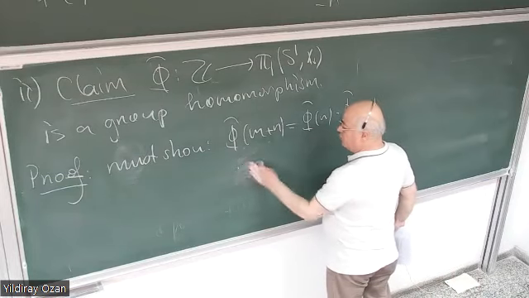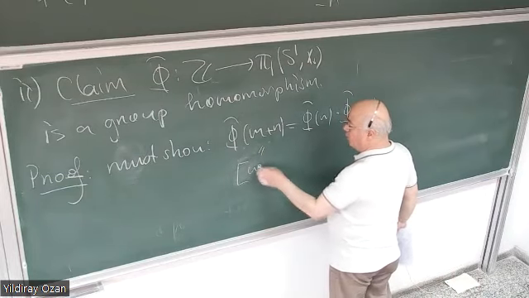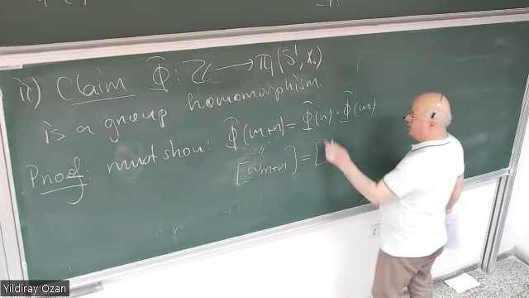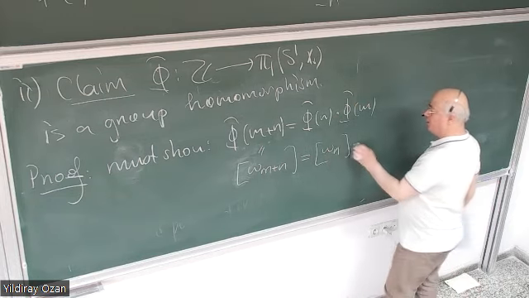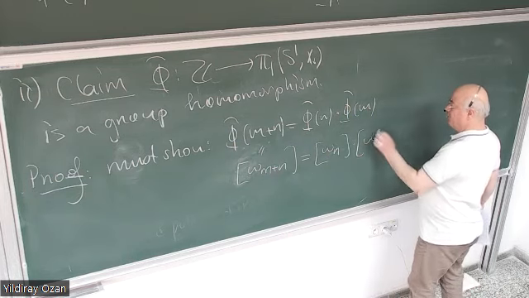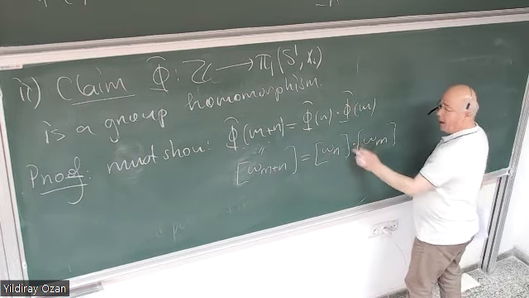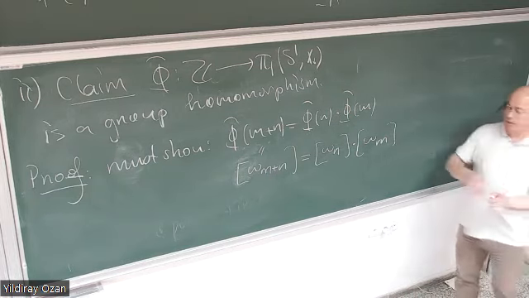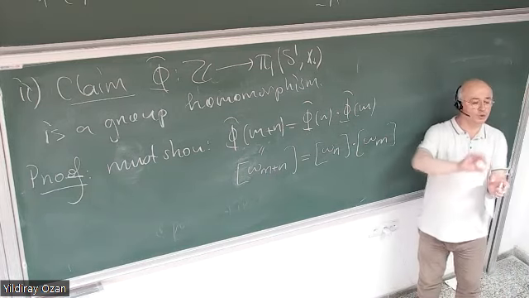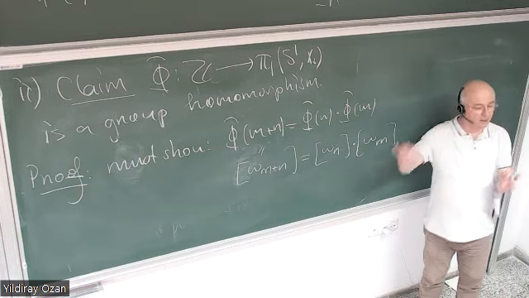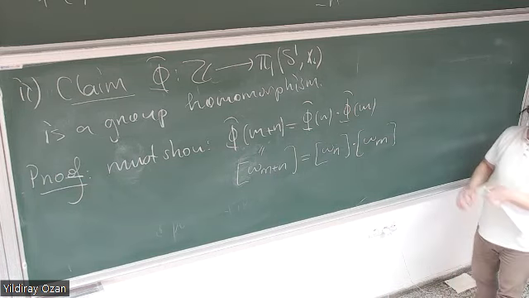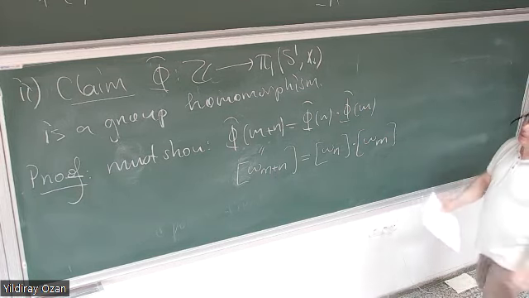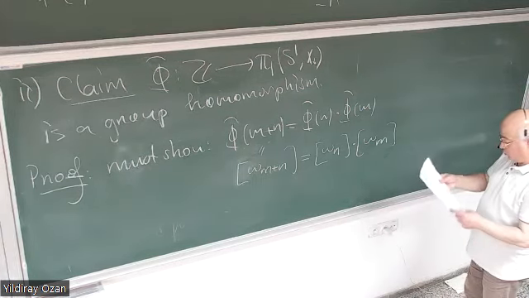Remember, this was defined to be the homotopy class of this, and this is defined to be the homotopy class of this. And this is the product in the fundamental group. What was that? You attach one loop to the end of the other. You traverse two loops in unit time. So the product is the composition of loops.